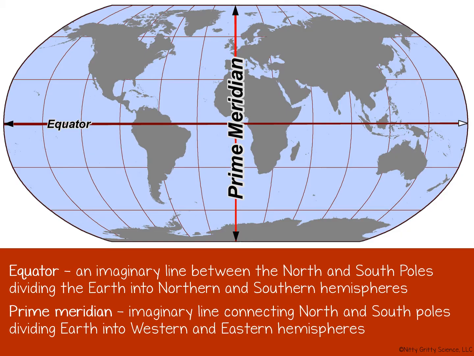The prime meridian is another imaginary line which makes a half circle from the North Pole to the South Pole and passes through Greenwich, England. Places west of the prime meridian are of course in the western hemisphere, while those in the east of the prime meridian are, you guessed it, in the eastern hemisphere.